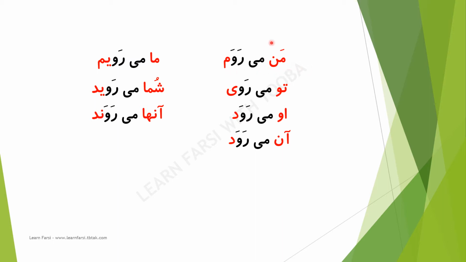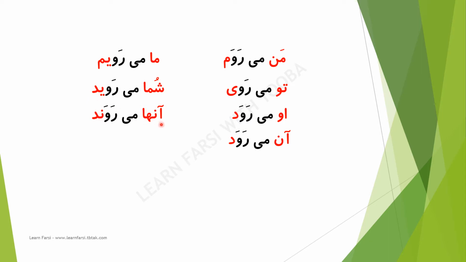Man is a pronoun and miravam is a verb. Again, the next one is to miravi. To is a pronoun and miravi is a verb. U pronoun, miravad verb. On pronoun, miravad verb. ما pronoun, میرویم verb. شما pronoun, میروید verb.